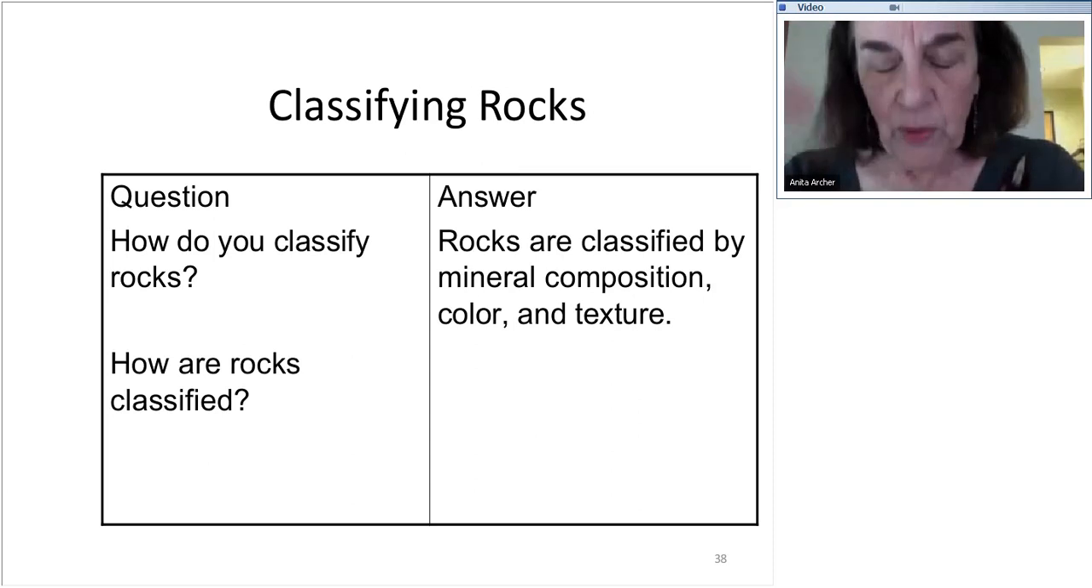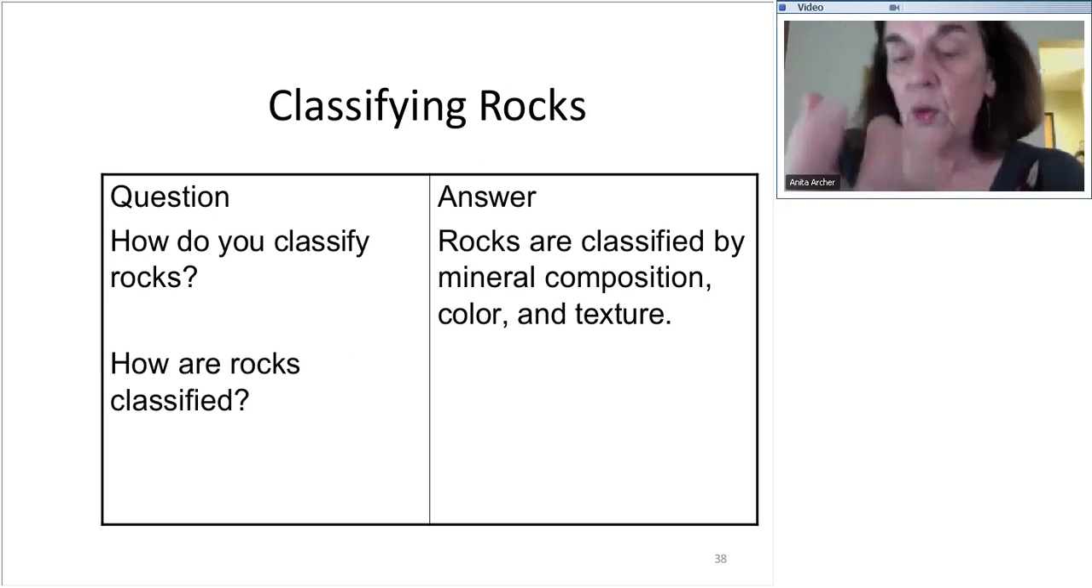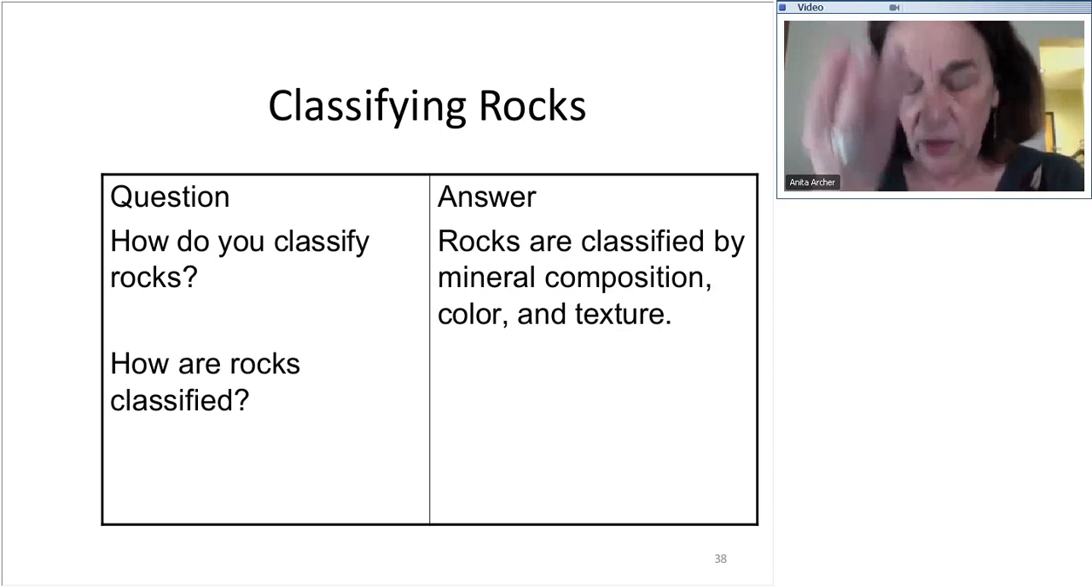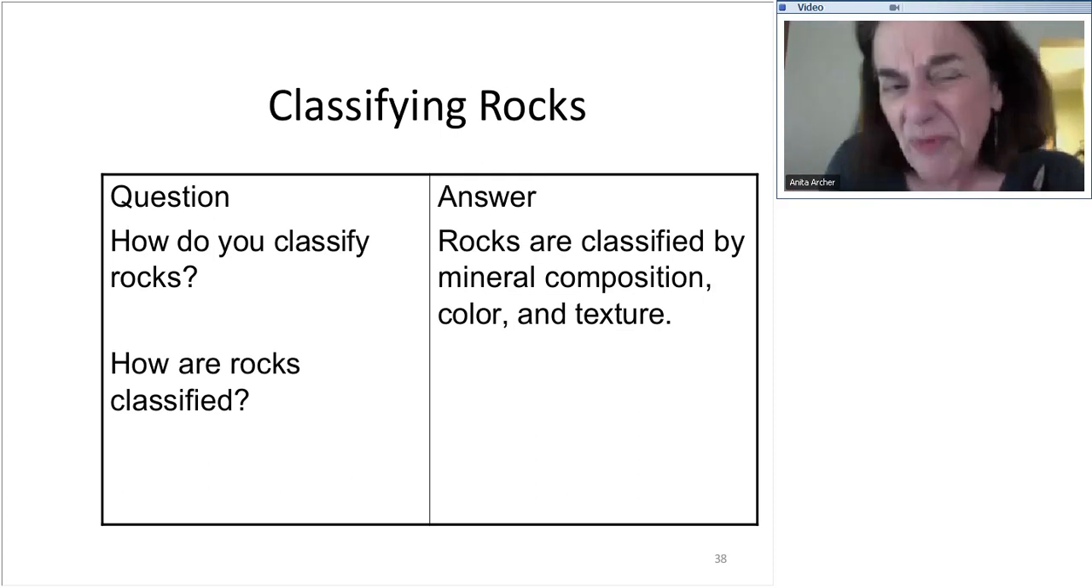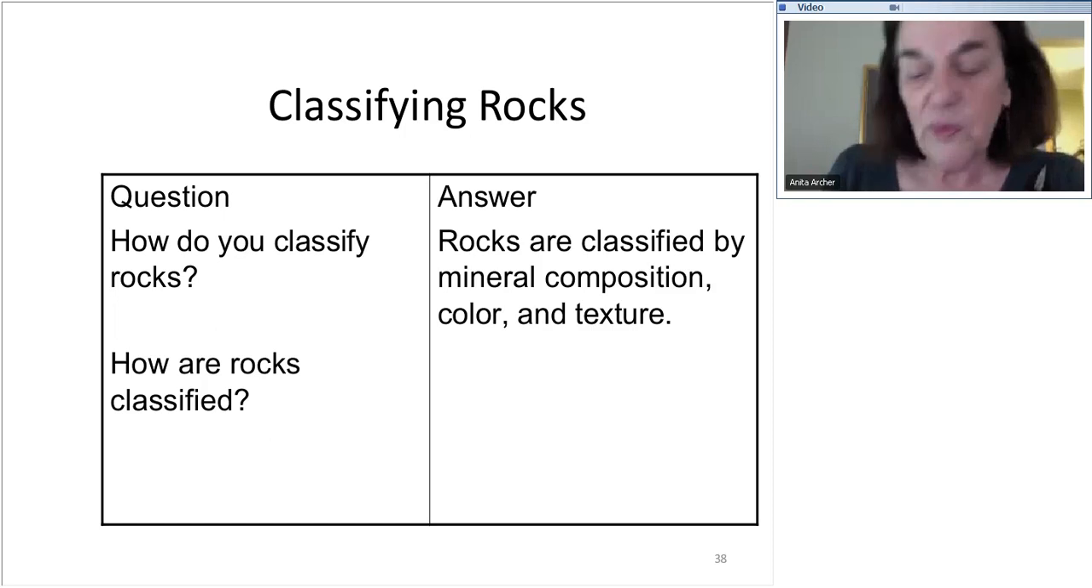So here's another example of where a literal foundation question is very critical. Later, they're going to do higher order thinking like, okay, where should I classify this? Well, I've got to look at the mineral composition, the color, and the texture. See, it fits together. One does not happen without the other.